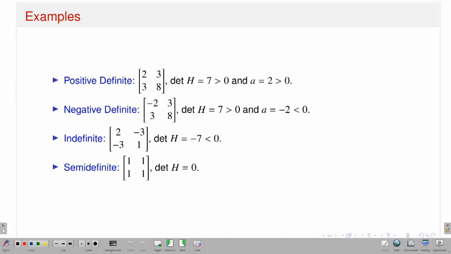Okay, so just a few examples of whatever I have discussed in my last theorem. So positive definite means what? Determinant should be positive and 1, 1 element should be positive. So if you just calculate, determinant is 7, which is positive, 1, 1 element A is 2, which is positive, that means it is a positive definite matrix. Negative definite means determinant is positive, 1, 1 element is strictly less than 0, so therefore it is negative definite. Indefinite means determinant is negative, and semi-definite means if you just calculate, determinant is 0. So these are very simple examples showing these properties.